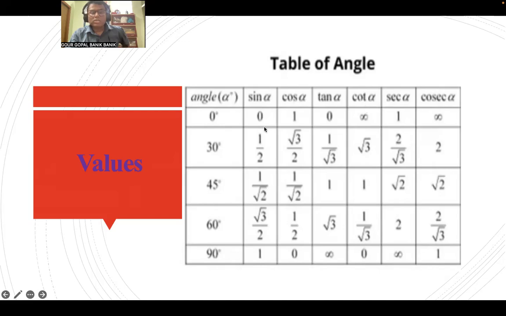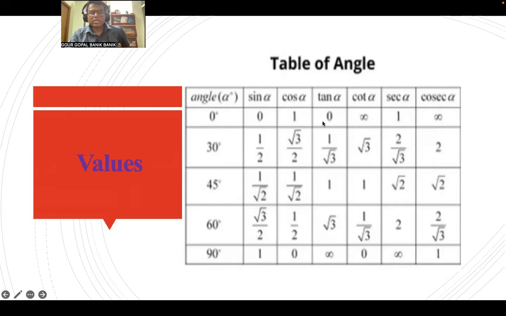Then cot 0 is infinity. Cot 30 degrees is root 3. If you know the first three, other things you can find easily. Cot 45 is 1. Cot 60 degrees is 1 by root 3. Cot 90 degrees is 0. Then sec theta. Sec 0 degrees is 1. Sec 30 degrees is 2 by root 3. Sec 45 is root 2. Sec 60 degrees is 2. Sec 90 degrees is again infinity.